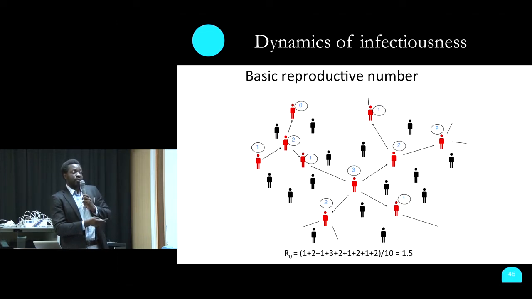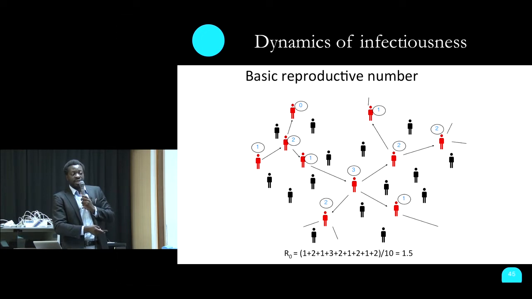For example, here, let's assume that the primary case is this one here. It could transmit infection only to 1 person, so he has transmitted to 1. Here, the secondary cases could transmit to 2 people, so he has 2. This one here could not transmit to anyone, so 0. He could transmit to 1, so on and on.